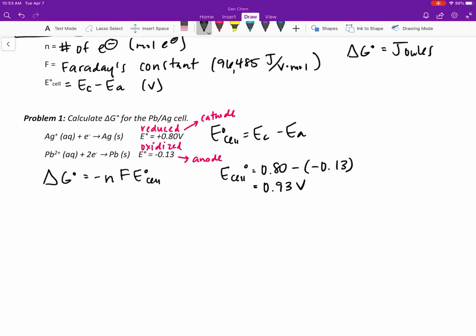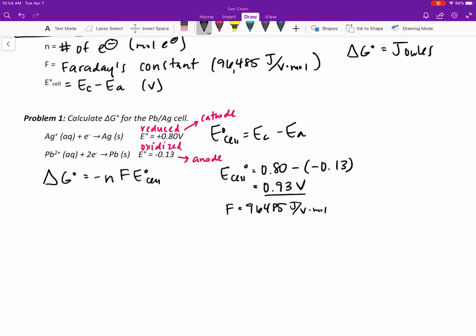Okay, so here is my E cell naught value that I need. I know what Faraday's constant is. Okay, so what I need is n. Now, you might be tempted at this point to add the electrons to say there's 3, right? There's 1 in the silver half cell reaction and there's 2 in the lead, but it's not the total. It's going to be the net. So how many are transferred from one to the other? And in order to know that, we need to think about how these two equations would add together.